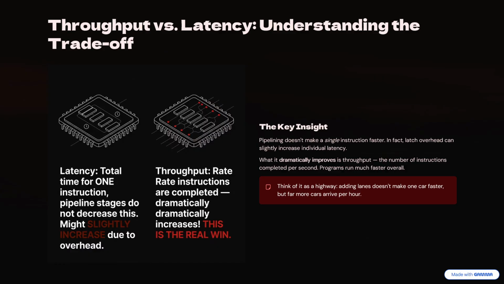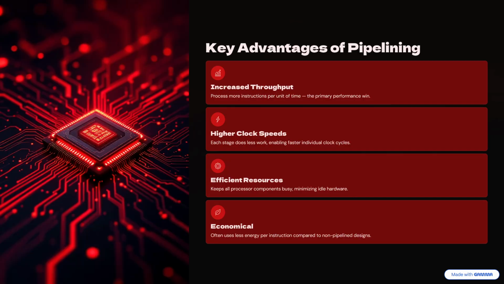Now, throughput versus latency. Important concept for exams. Latency is the time for one instruction. Throughput is the number of instructions completed per second. Pipelining increases throughput, not latency. For example, on a highway with more lanes, more cars pass, but the speed of one car does not change. The advantages of pipelining are increased throughput, better CPU utilization, higher clock speed, and efficient performance.